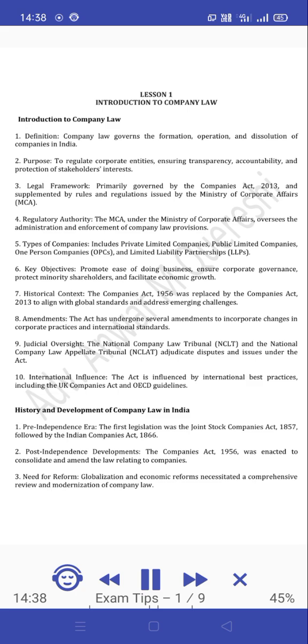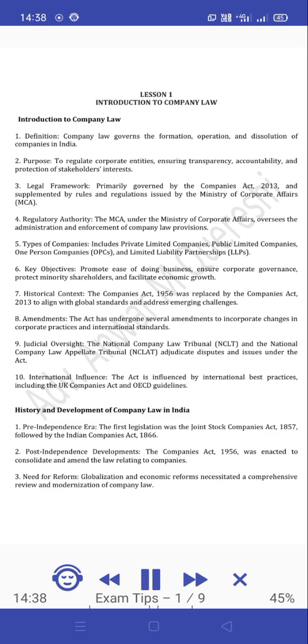7. Historical context. The Companies Act, 1956 was replaced by the Companies Act, 2013 to align with global standards and address emerging challenges. 8. Amendments. The Act has undergone several amendments to incorporate changes in corporate practices and international standards. 9. Judicial oversight. The National Company Law Tribunal (NCLT) and the National Company Law Appellate Tribunal (NCLAT) adjudicate disputes and issues under the Act. 10. International influence. The Act is influenced by international best practices, including the UK Companies Act and OECD guidelines.